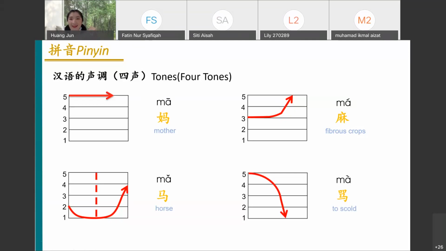Very good. If you don't know how to pronounce it, you can use your head to help you by moving your head like this. Then your voice will change. So let's try it. Ma. Very good. That's number 3. You can nod your head like this. Ma.